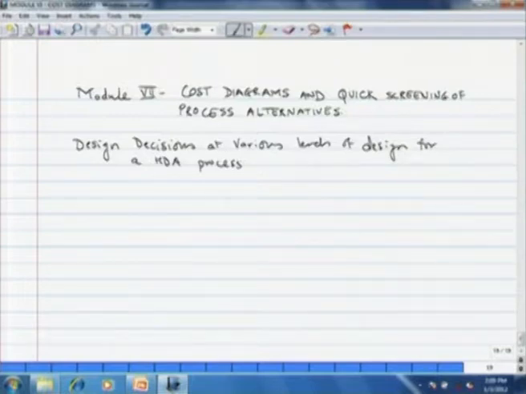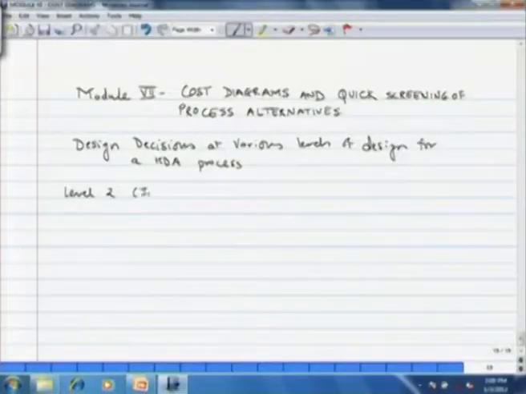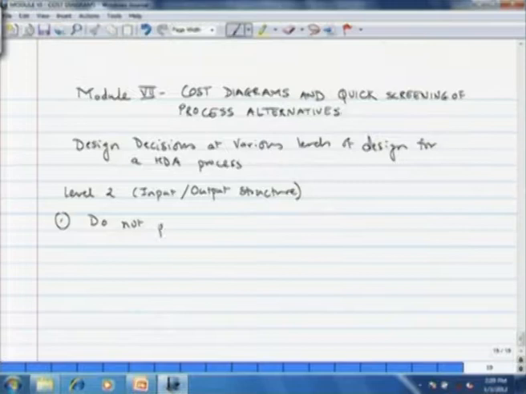Now, first we have to decide whether to go for a batch or continuous operation, and we have already decided to go for a continuous process. So then level 2 is the input output structure of the flow sheet. Here we have several alternatives. First is, do not purify the hydrogen stream, the feed stream of hydrogen which contains methane as an impurity.